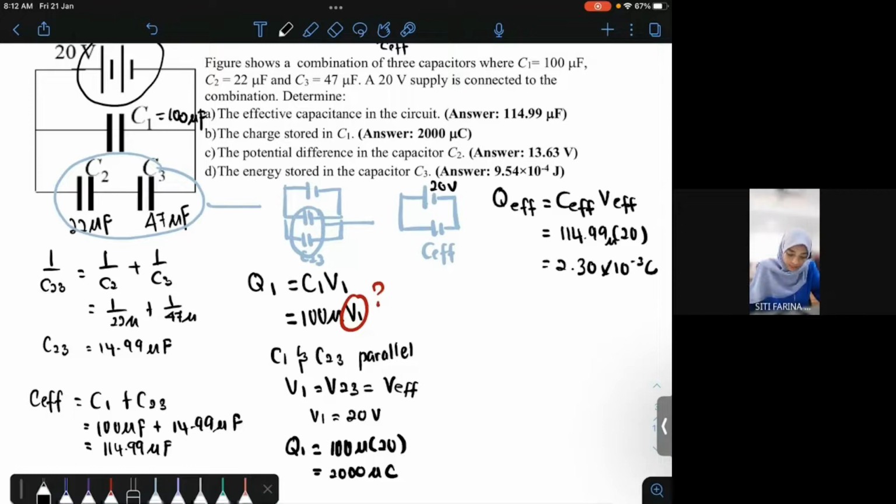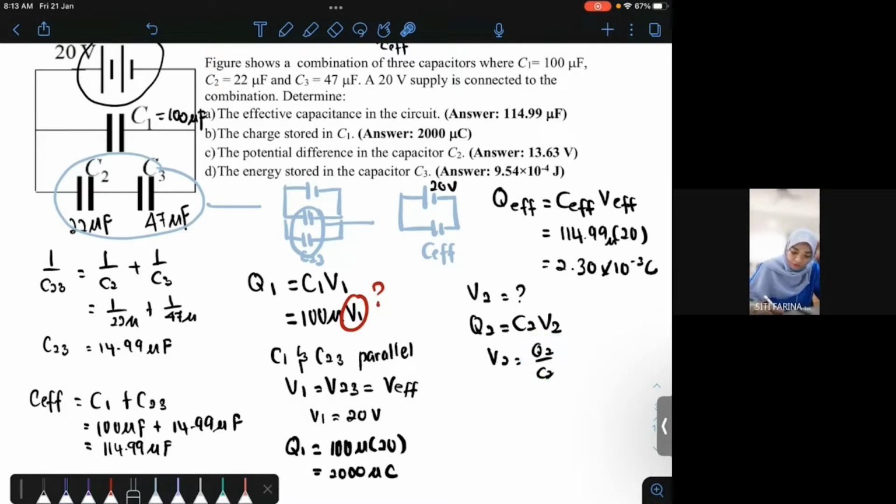Okay, next, dia minta potential difference in the capacitor 2. So kita nak tahu V di kapasitor kedua. So kita tengok Q2 is equals to C2 V2. Bila rearrange, V2 adalah Q2 over C2. So ini adalah general equation lah. Okay, this is the general equation.